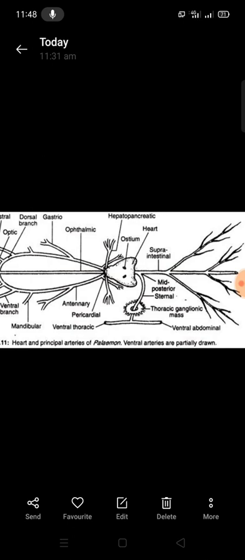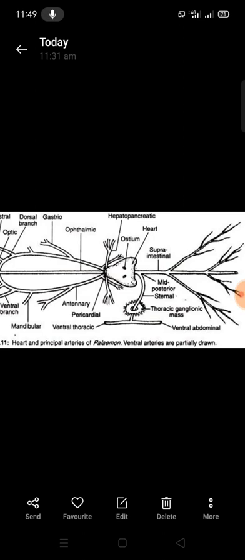A pair of hepatic arteries arises from the heart on the ventral lateral sides. Each of them, soon after its origin, plunges downward into the hepatopancreas. That is the hepatic arteries. And the fourth one, that is the median posterior artery.